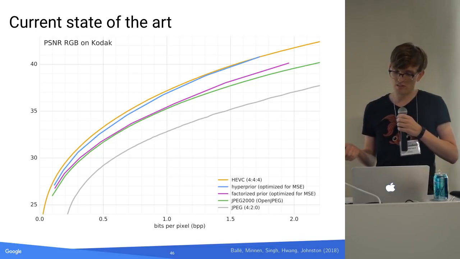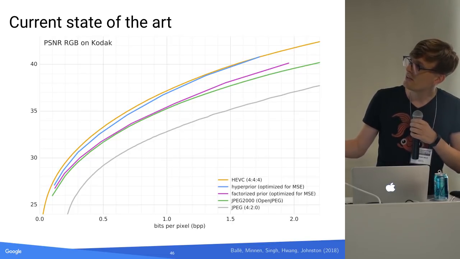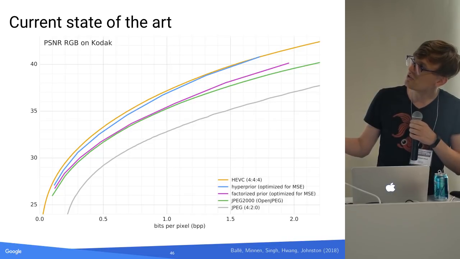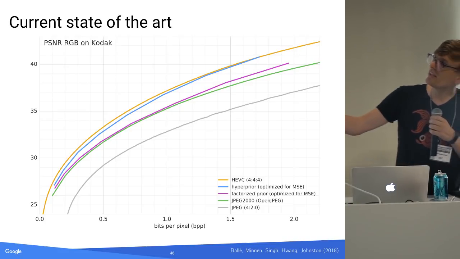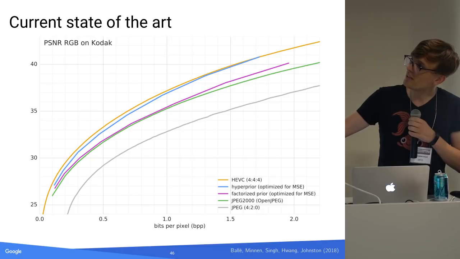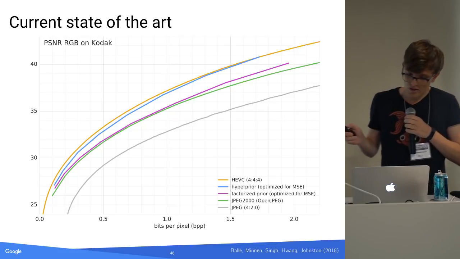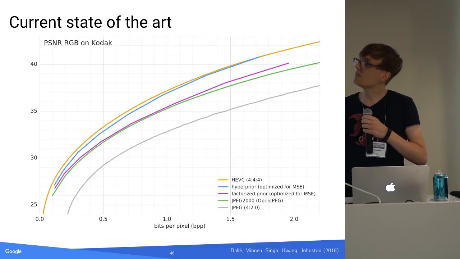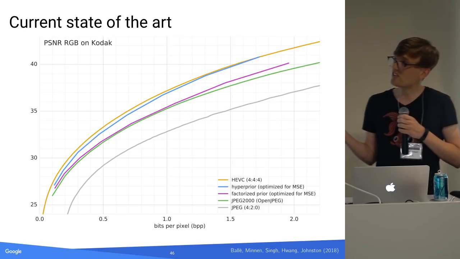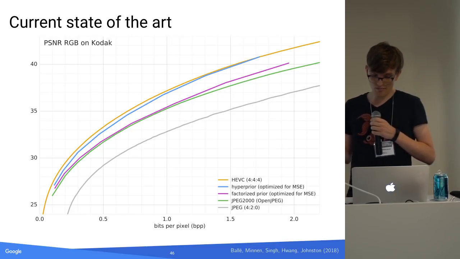As you can see, the simple nonlinear transform coder, which is the purple line here, factorized prior, is just a bit better than JPEG 2000, which is the green line. And with the hyperprior model, we can jump quite a bit up, and now we're almost as good as HEVC intra. This is a big step, and I hope that we can keep making these big steps. It's actually quite surprising that we got this good, because we did this whole development in maybe 2 years, and it's developed from scratch.